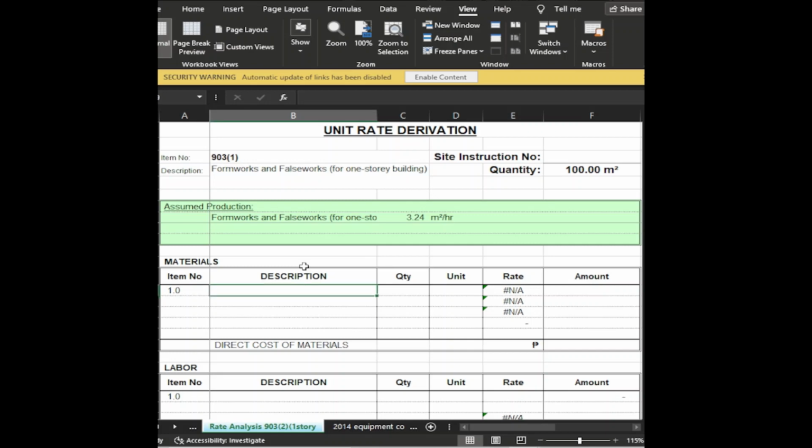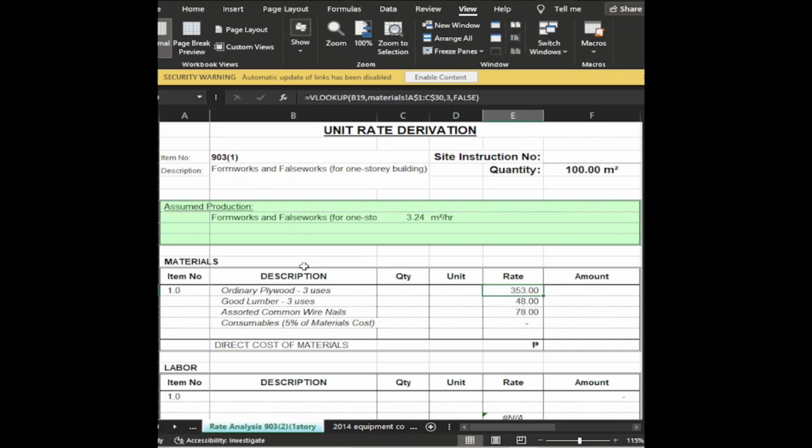So our materials, we will be using ordinary plywood, 1/4, then good lumber, then assorted nails, then we have consumable 5% of the total cost of the materials. So this is ordinary plywood, good lumber, and assorted wire nails. So these are our prices. This one I already linked from another page, guys. I just put this one here directly so that I make a formula so that I can get directly from there. So if you have other prices for your ordinary plywood, this one is 1/4, so the price is 353.